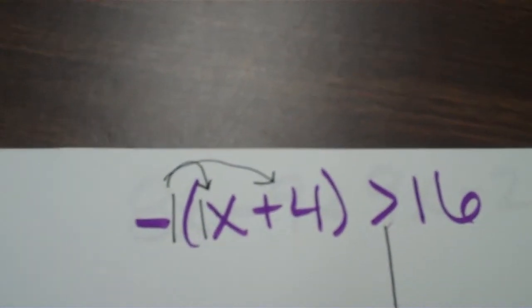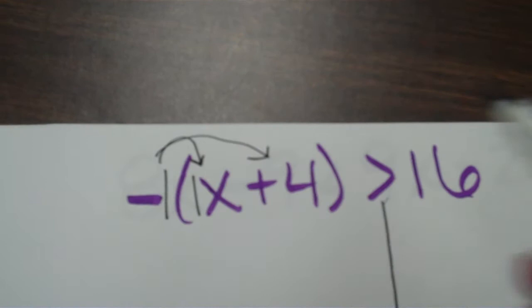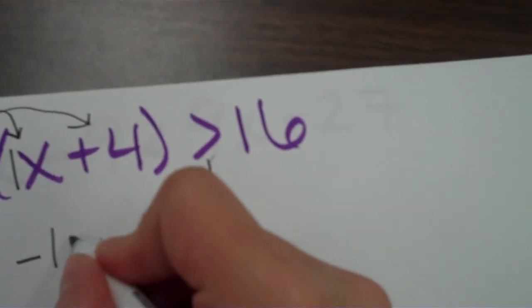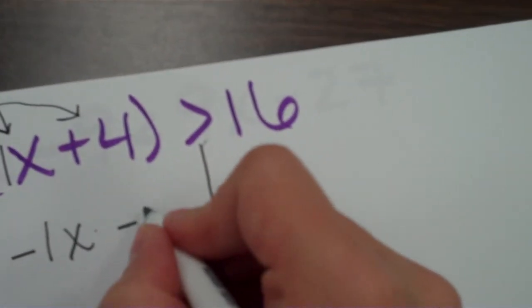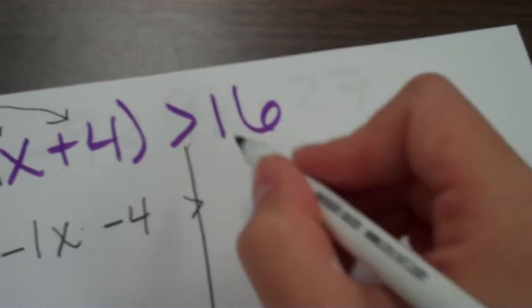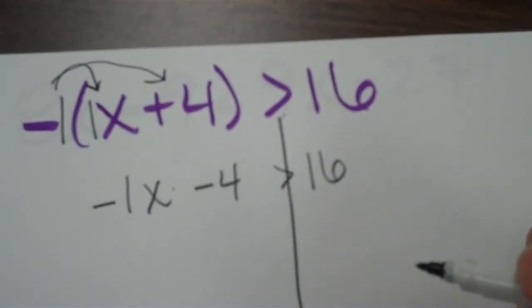I'm just going to multiply in my head for you, but you do this in the calculator. Negative 1 times a positive 1 is a negative 1x. Negative 1 times a positive 4 is a negative 4. Is greater than 16.